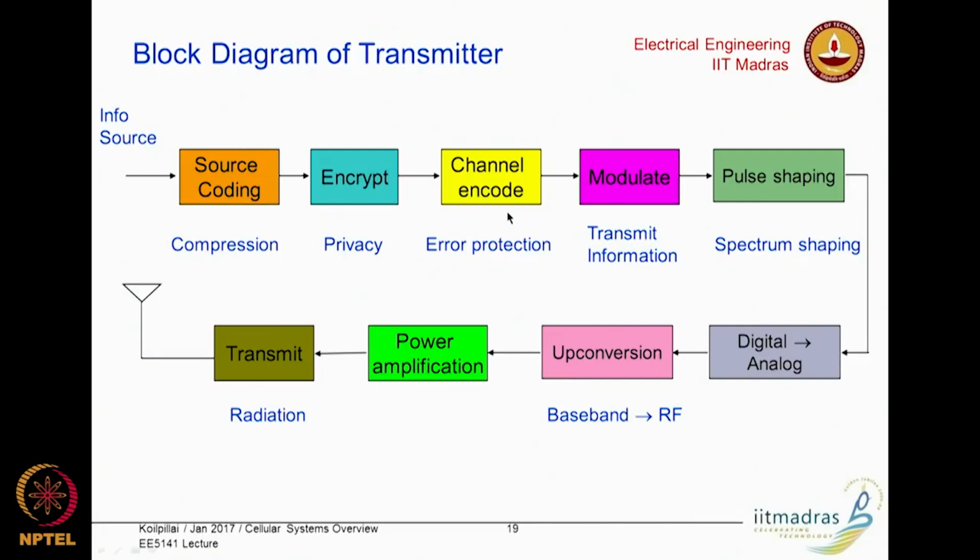Then you're going to send it over a channel, so you want to do error protection. We are doing carrier modulation, so you have to put the information onto a carrier. That would be the modulation aspect. Then, why pulse shaping? What is pulse shaping?